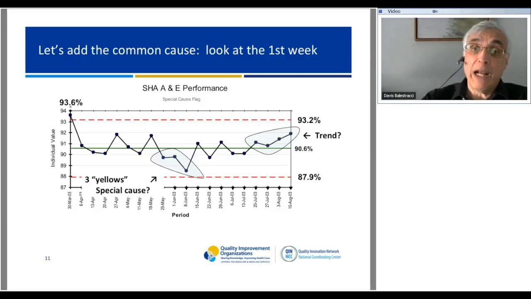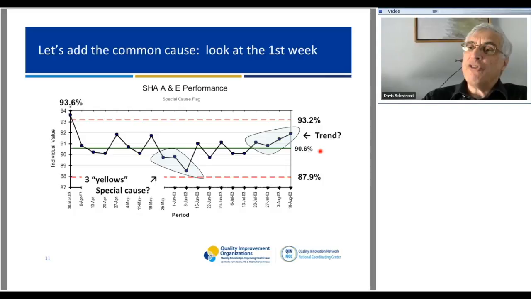And you see these 3 yellows that someone wanted to treat as a special cause? There's nothing special about them. Somebody might say, oh, good, look, we're trending up. It's not a trend, and it's between the limits. But the most important thing of all, I think, well, those are important too, is the average is 90.6.